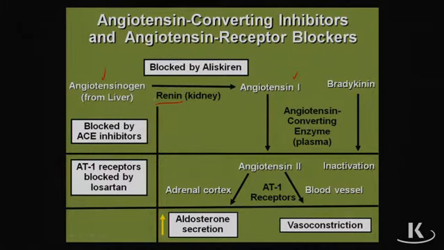Angiotensin 1 has some activity, but not too much. It is primarily after its conversion by angiotensin-converting enzyme that it becomes the active metabolite angiotensin 2. Angiotensin 2 is a little peptide that binds to AT receptors, and it is the AT1 receptor that we're after. They are found in blood vessels, causing significant vasoconstriction.